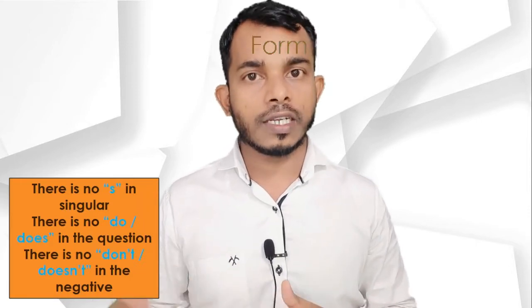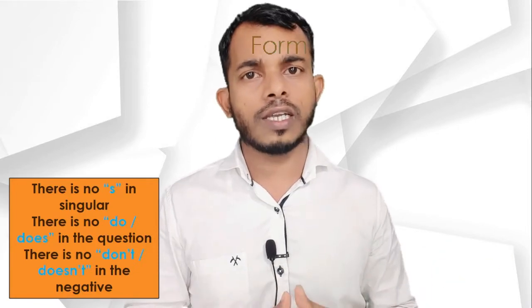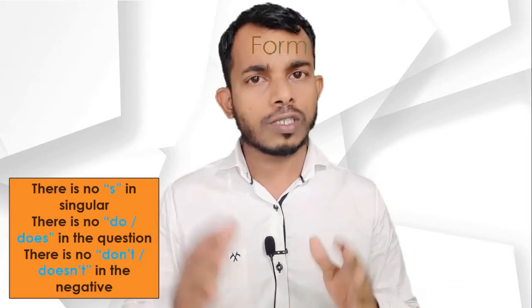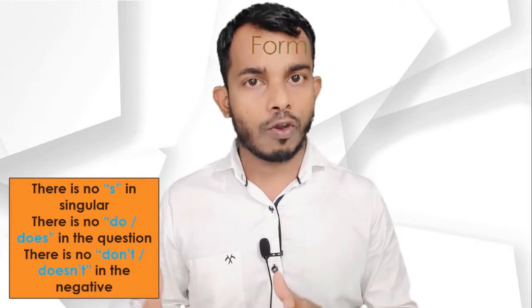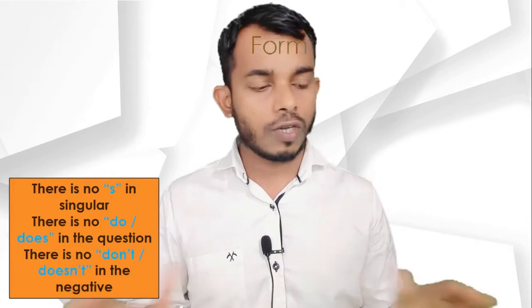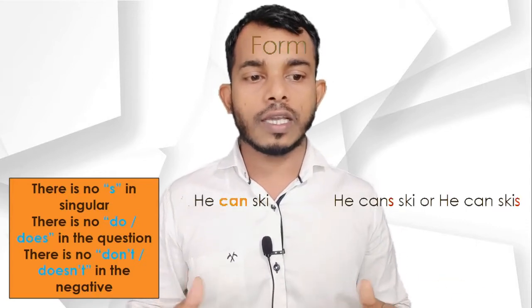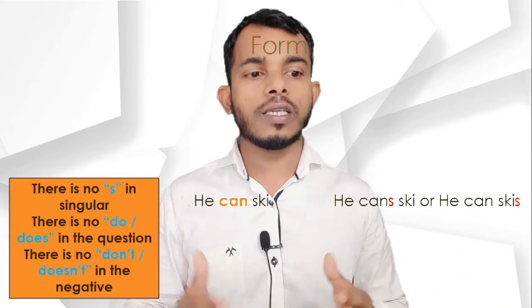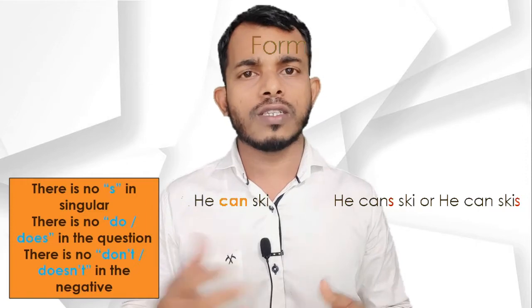If we want to use a negative, we won't say he doesn't can. This is also not true, because a modal is a helping verb, not a main verb. It is an auxiliary verb, called a modal. So there are no conjugations. For example, we say he can sky, and it is wrong to say he cans sky.